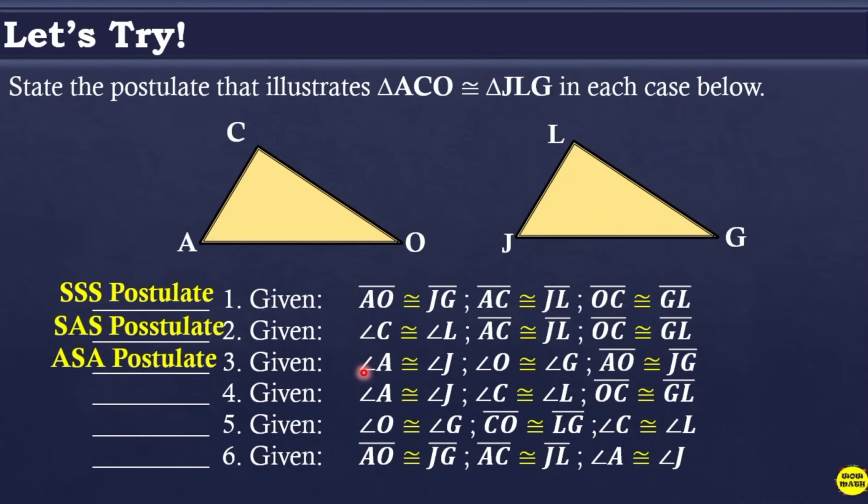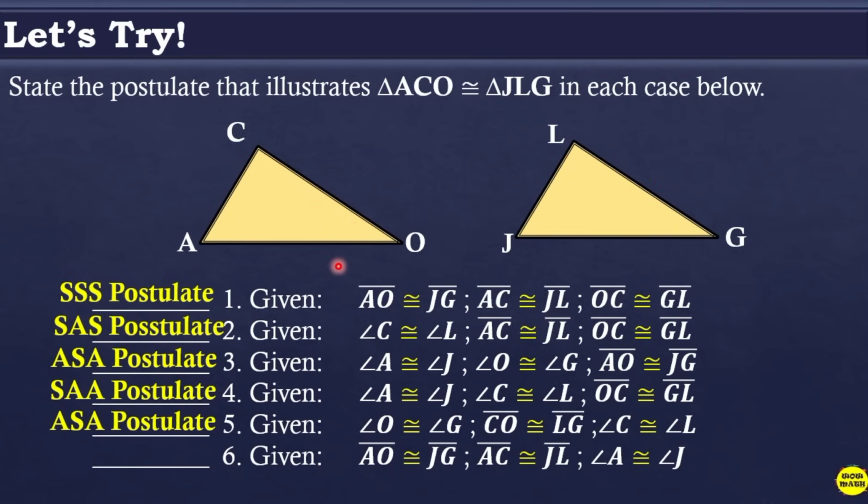Next, angle A. Angle A is congruent to angle J, angle C to L, and then OC to GL. So, paano po ito? Your side here is not included. So, alam mo kagad, AAS or SAA. Next, angle O is congruent to angle G, CO is congruent to LG, and then angle C is congruent to angle L. So again, your side here is included, so ASA.